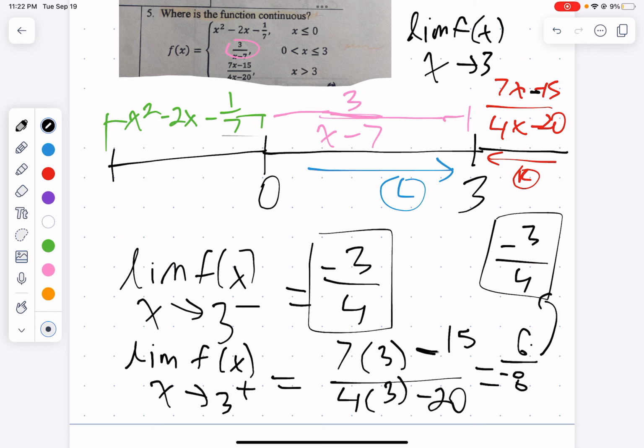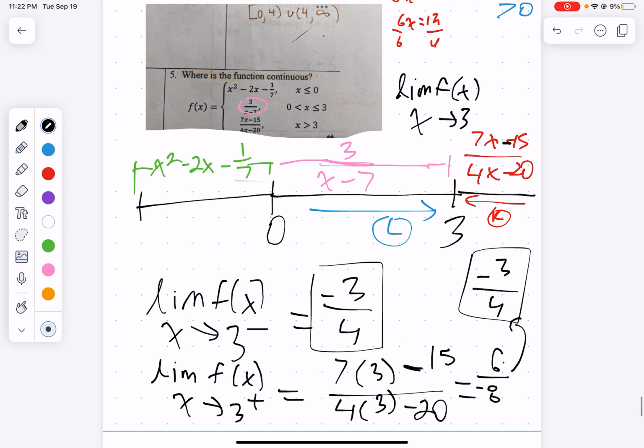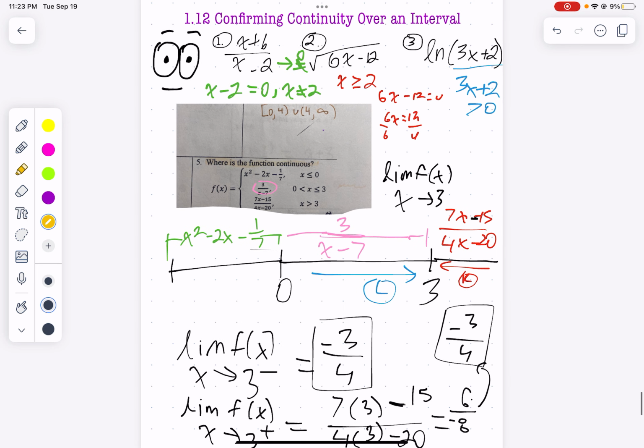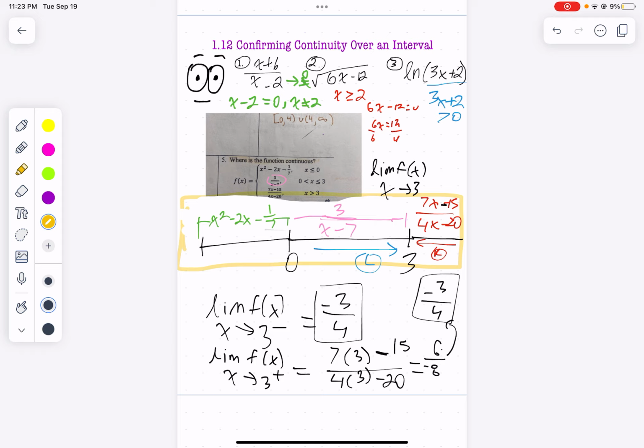And as we figured out, f of x is continuous at x equals 3 because the limit of f of x from the left is equal to the limit of f of x from the right. The limit does exist, great. But the most important part I wanted you to realize out of this for this whole confirming continuity over an interval is this number line here. This is giving you your cute little intervals that you'll be using. So yeah, thank you.